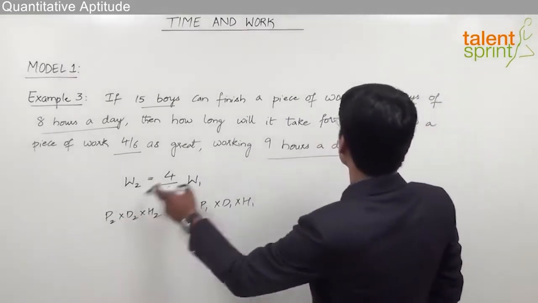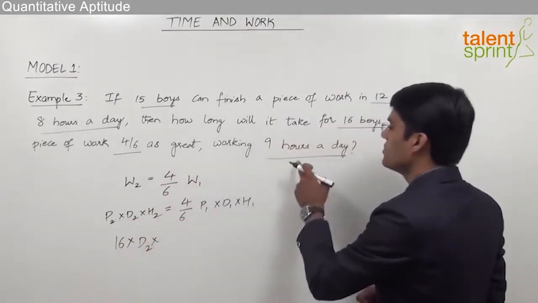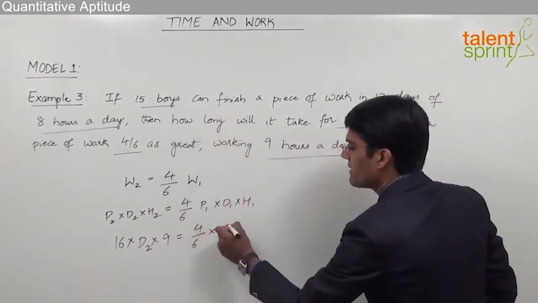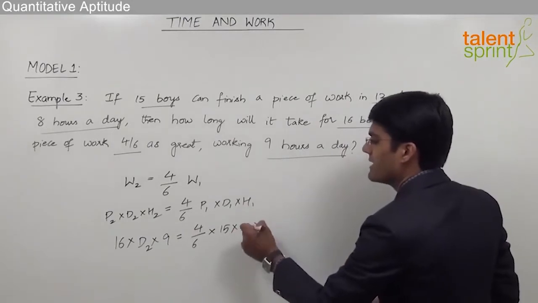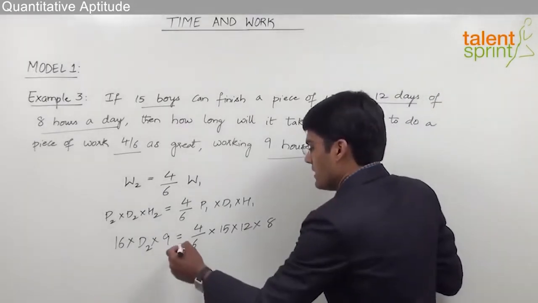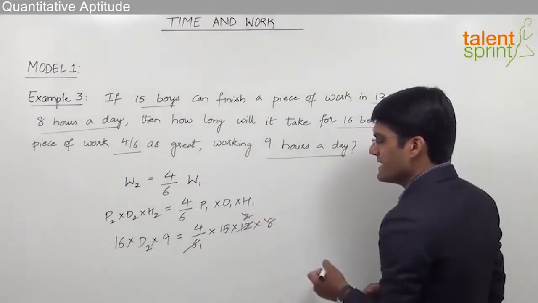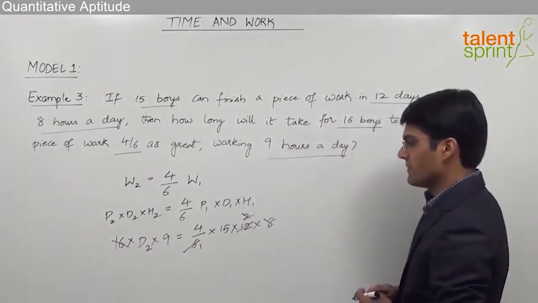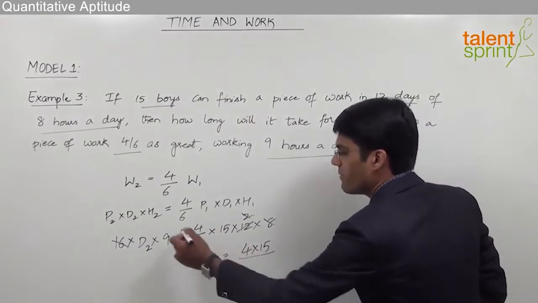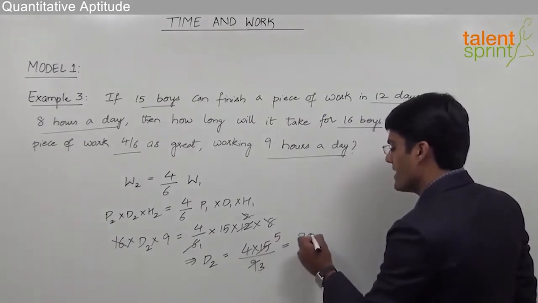Now we know that P2 is equal to 16 boys. So 16 into D2, which has to be calculated, into H2, which is 9 hours a day. This should be equal to 4 by 6 into P1, which is 15 boys, D1 is 12 and H1 is 8 hours a day. Now let's simplify this to find out D2. 6 into 1 and 6 into 2 gives 12. Then 2 into 8 is 16, and here on the left hand side we have 16. So we can say that D2 should be equal to 4 into 15 divided by 9. That is nothing but 3 into 5 and 3 into 3. So this is equal to 20 by 3.